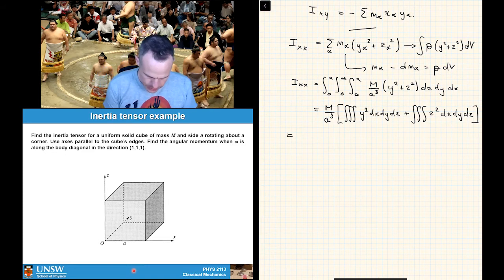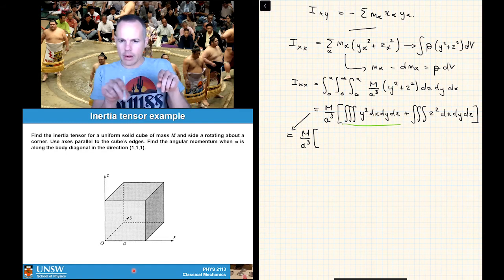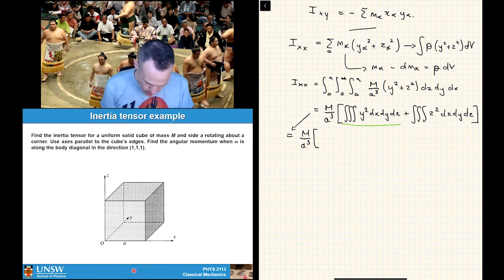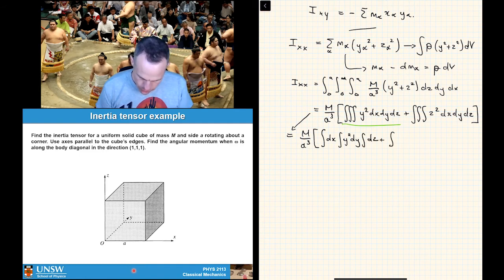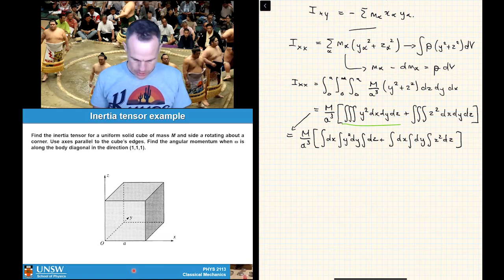So let me just slip this equals back over so I've got some room. So I've got m over a cubed. And what I'm going to do here is basically take this integral, and I'm going to assign the term in the front to each of its individual components, right? So what I've got is the integral over dx, integral of y squared dy, integral of dz, plus the integral of dx, integral of dy, integral of z squared dz. Okay, pretty easy.